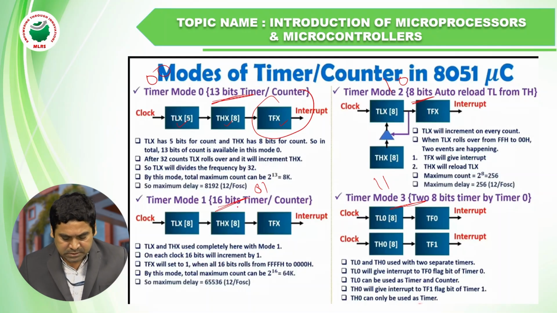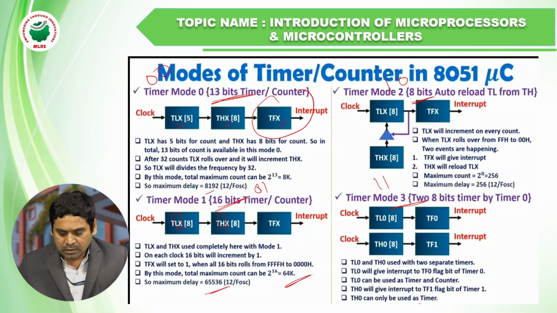In a similar manner for 16 bits, it is not possible to explain in hexadecimal notation, so I am telling in binary notation only. For timer mode 1, 16 bits: TL contains 8 bits and TH contains 8 bits. So in total 16 bits, 2 power 16 possibilities, 64K, and the maximum count is up to 64K. The maximum delay is 65536, the value of 2 power 16. And 2 power 13 is exactly 8192.